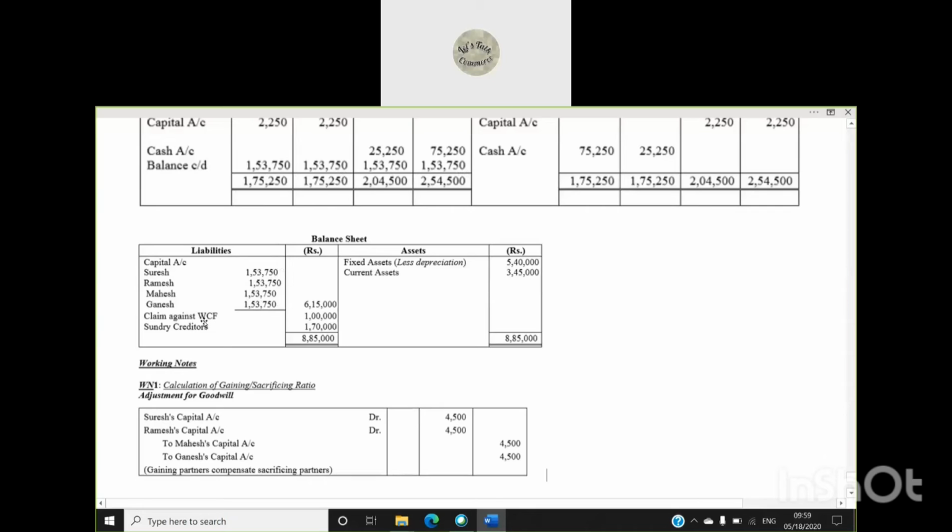Now the claim against workmen compensation fund. This claim we have to pay to the workers in the future, so 1 lakh we will be writing in the liability side. Sundry creditors are given to us in the question as 1,70,000. So we have written the sundry creditors and now we have made the total of the balance sheet and it is coming equal. Clear about this question?